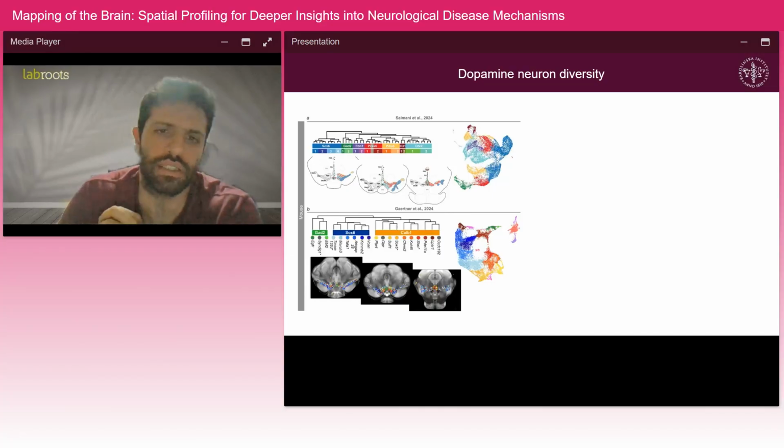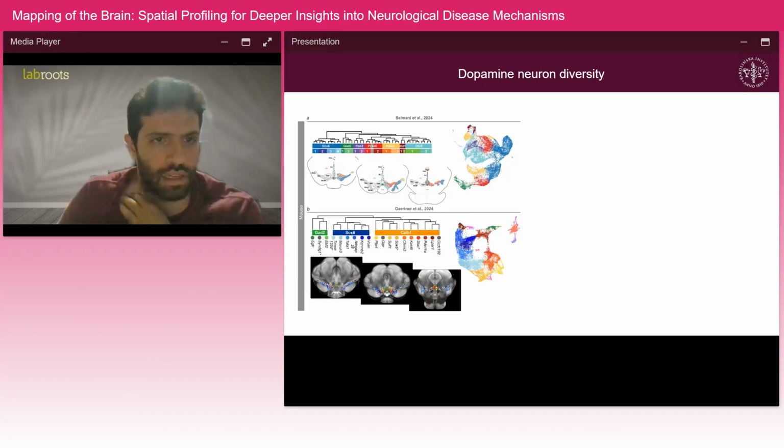These are the most important studies, as you can see: Salmani et al. 2024 and Gertner et al. 2024. Both were published in eLife, and they did single cell RNA sequencing to disentangle the different cell types in substantia nigra and VTA as well. And as you can see here, there are many cell types. We know that those located in substantia nigra, colored blue here, have the transcription factor SOX6, as you can see here.